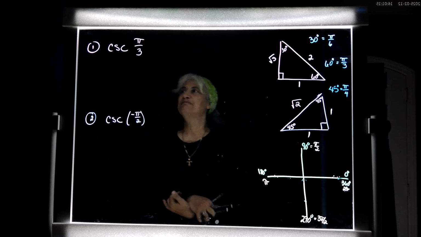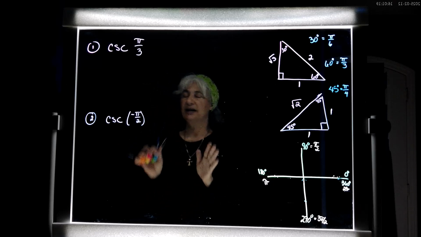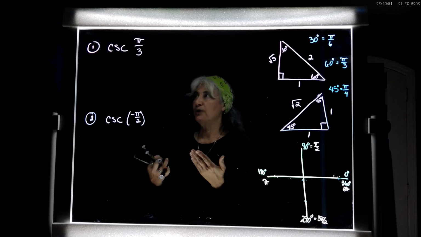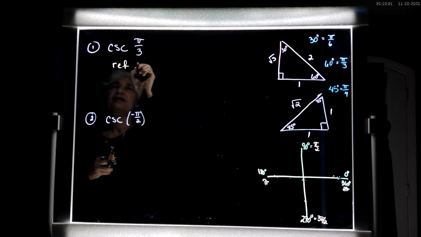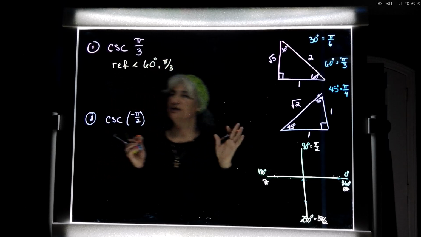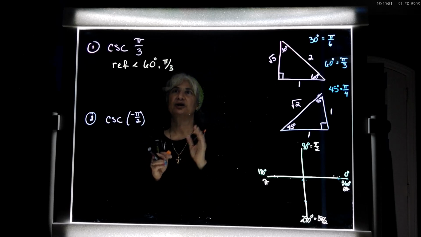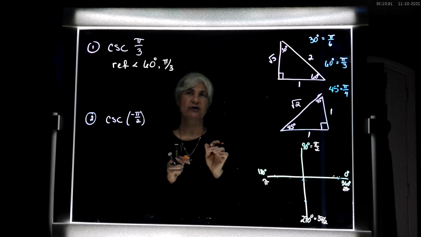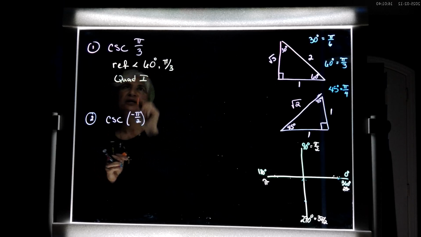So let's look at number 1. We're looking for the cosecant of pi over 3. All right, pi over 3. What's the first thing that we identify? We should identify the reference angle, which is 60 degrees. We keep these associated with each other always. It just makes life a little bit easier. All right. And pi over 3. Okay. Which quadrant is pi over 3 in? Good. You're getting the hang of it. That's a quadrant 1 angle.